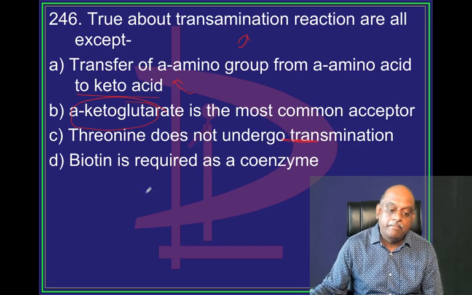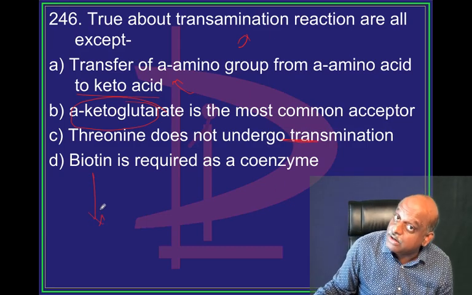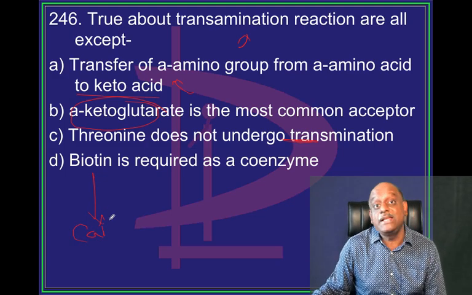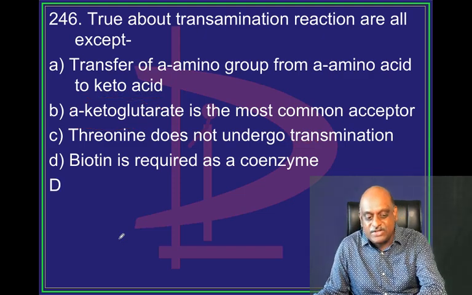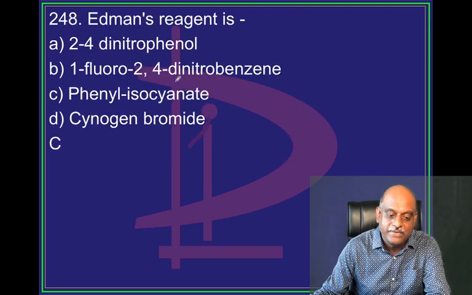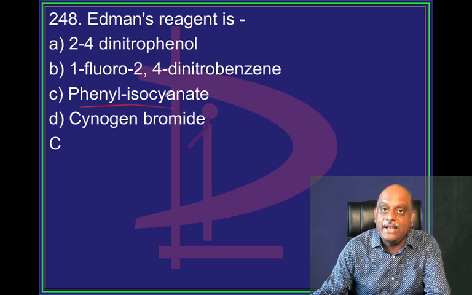They're all true. Biotin is needed for what? Biotin is required for carboxylation reactions. That's the point you need to appreciate. Imidazole ring is there in the case of the histidine. Edman's reagent is phenyl isothiocyanate.